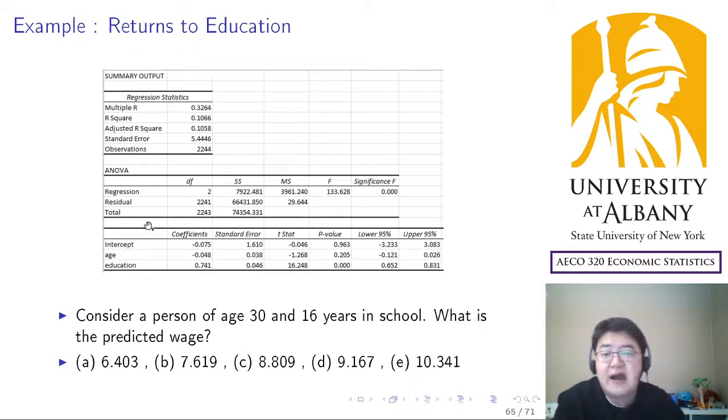Then here, I additionally include age. So to predict hourly wage, I consider your age and education, how old you are and how much you are educated. Then answer this question. Consider a person who is 30 years old and has 16 years in school. What is this person's predicted wage? Try this and come back to the next video.